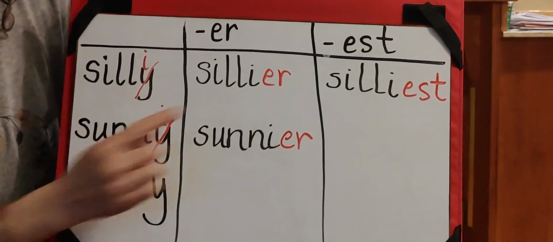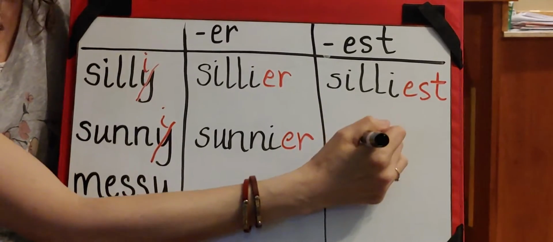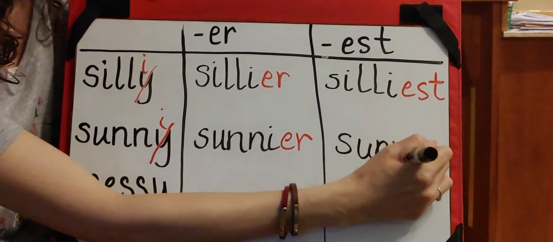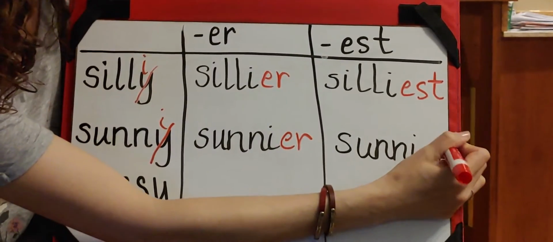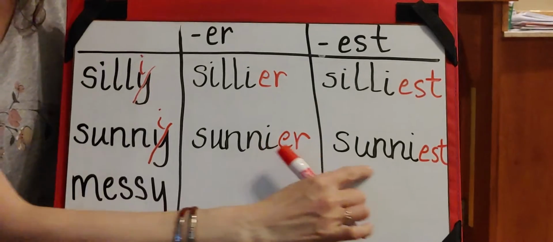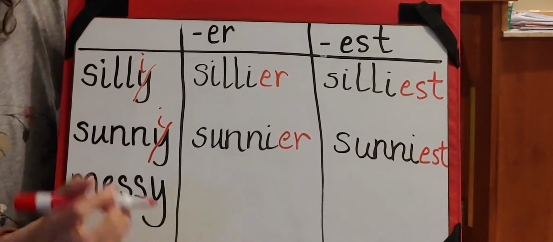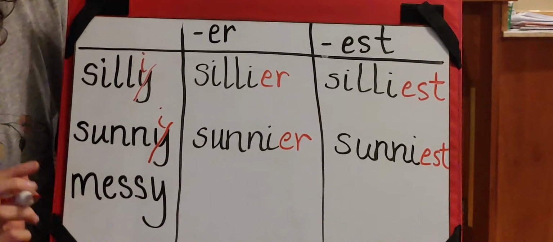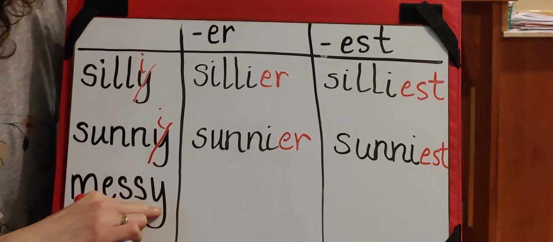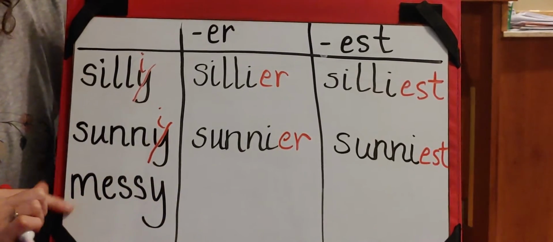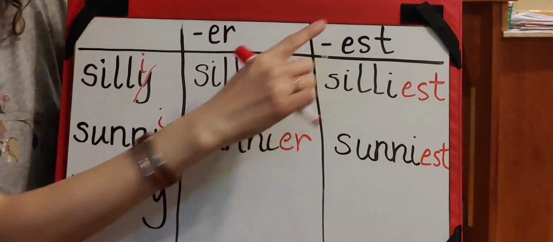Now we're going to write sunny, and we're going to add EST to the end. So first we write sunny with an I, and then we add EST. So now we have sunniest. Sunniest. And the last word we're going to practice is messy. Let's spell messy. M-E-S-S-Y. Okay, so we want to change messy and add ER to the end so it says messier and then messiest.